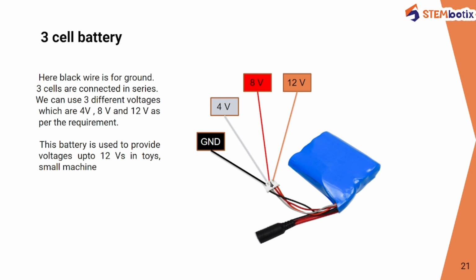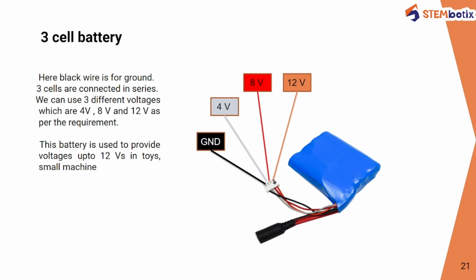first and third, and you will have 8 volts. If you require more than 8 volts, then you can use this last pin, which will provide you with 12 volts. So this is ground. Connecting between this and this pin, you will have 12 volts.